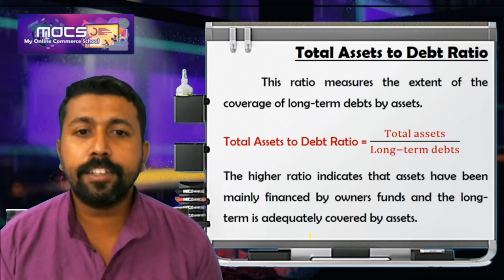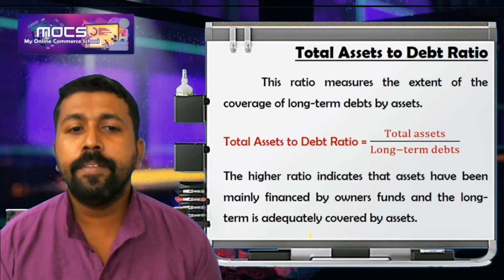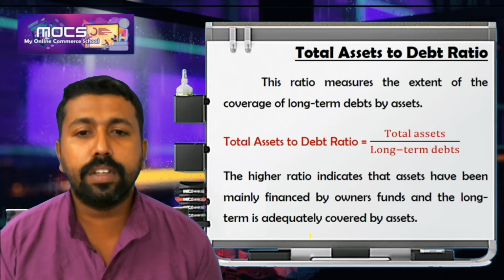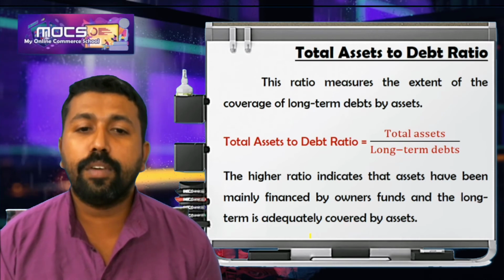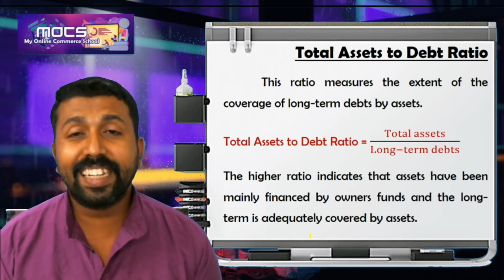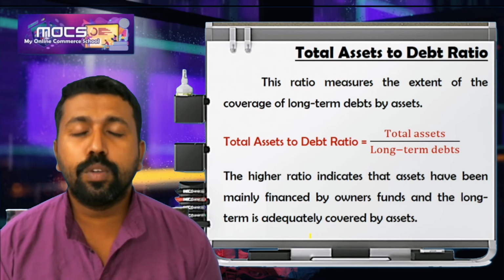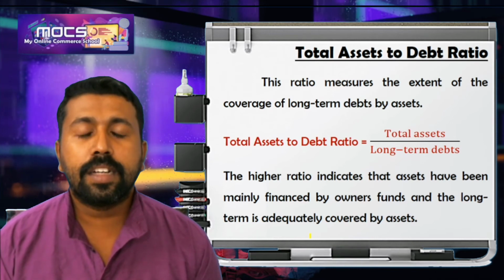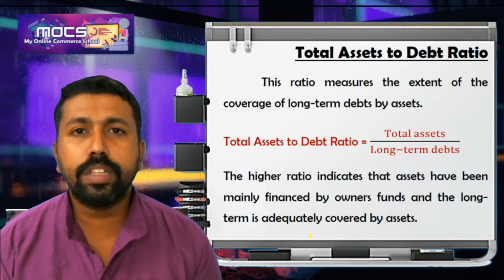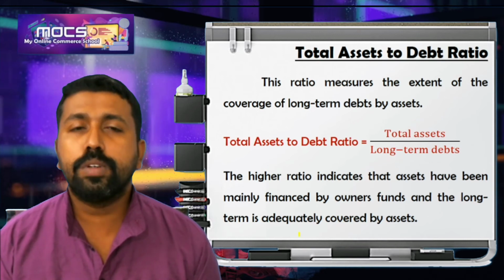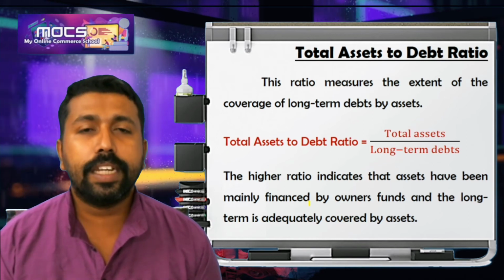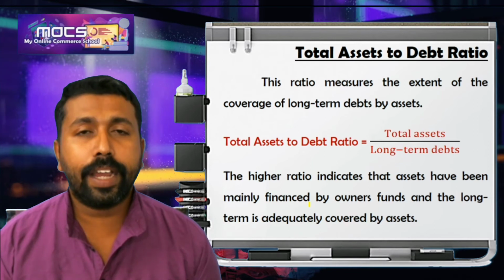And the higher ratio indicates the assets have been mainly financed by the owner's fund and long-term debt is adequately covered by asset. We are getting a higher value, that is a good sign. We can cover the long-term debt using the total amount of asset. We are going to solve one problem to get the hands-on experience of how to calculate this ratio.